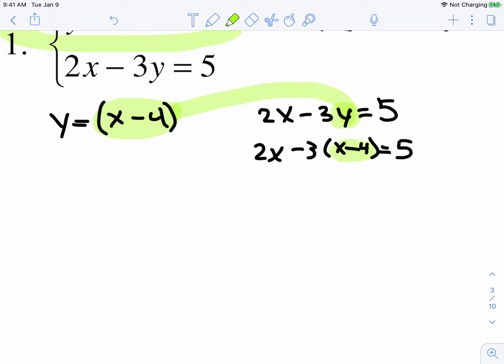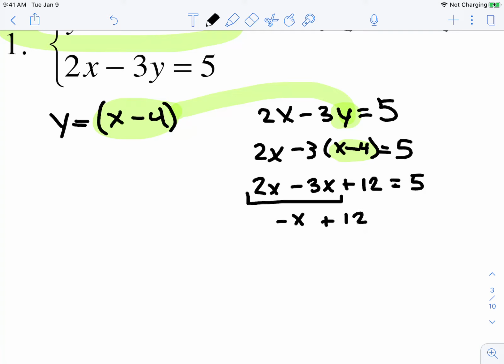And once I do that, now I'm going to simplify the left side. So I have 2x. I'm going to distribute the negative 3. So negative 3 times x and negative 3 times negative 4. And then I'm going to combine the x's. So I get negative 1x plus 12 equals 5. And now, if you remember, I want to get 1x on the left by itself.